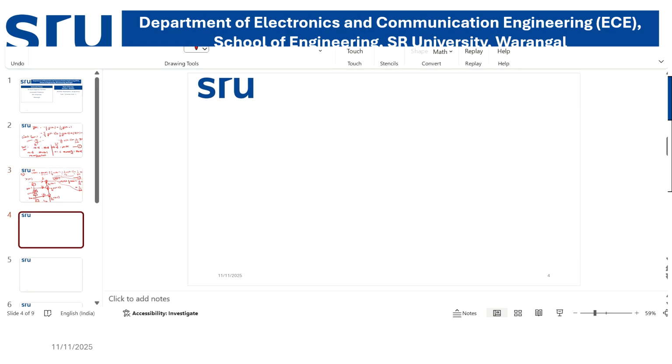Now substitute equation number 2 in equation number 1. If I substitute in equation number 1, then y of n becomes minus 1 by 8 y of n minus 1. So observe that we are not at all changing the difference equation, right?